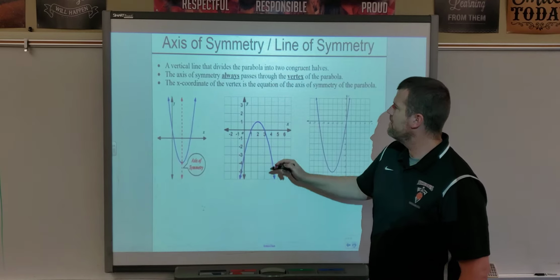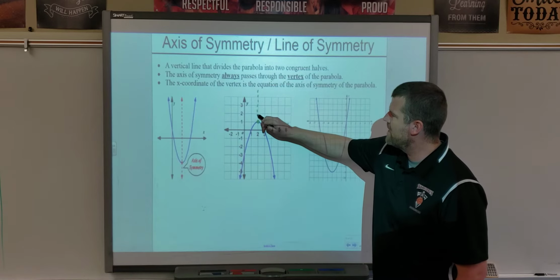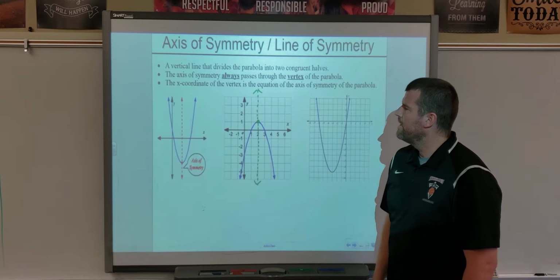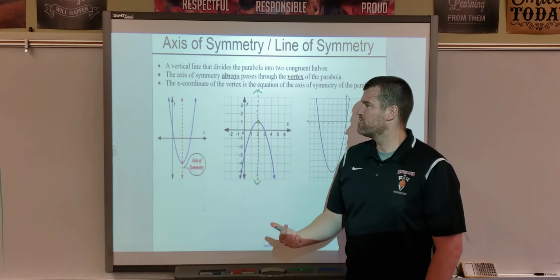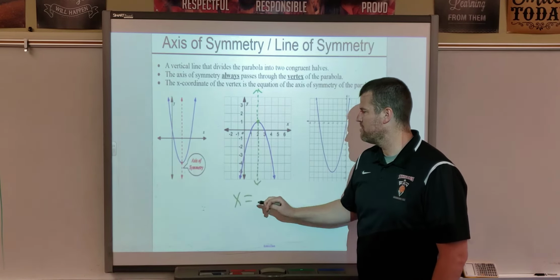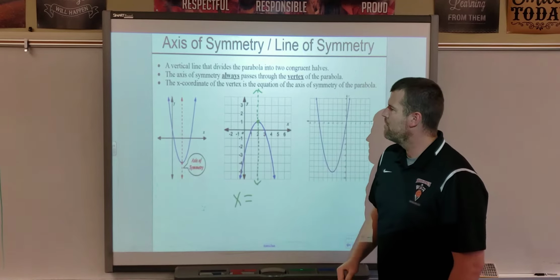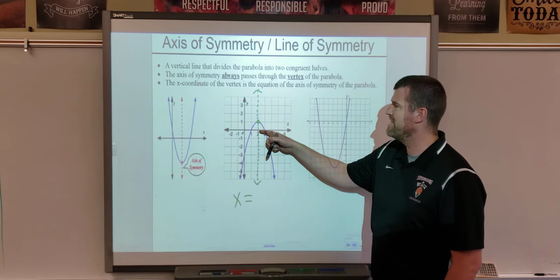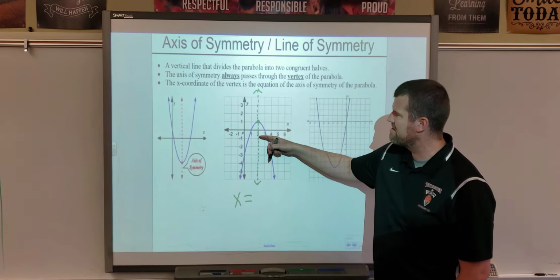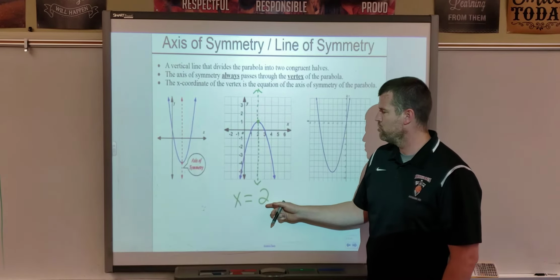So for this one here, I can find my vertex, which is right here. And then my axis of symmetry will be a vertical line that goes straight through that vertex. And then naming the axis of symmetry, because it's a vertical line, all vertical lines are always x equals a number, because every x coordinate on this line will be the same. We could also think about it as this line only goes through the x-axis, so it's going to be an x equals. And the point that it goes through on the x-axis is 2. So the name of this axis of symmetry is x equals 2.